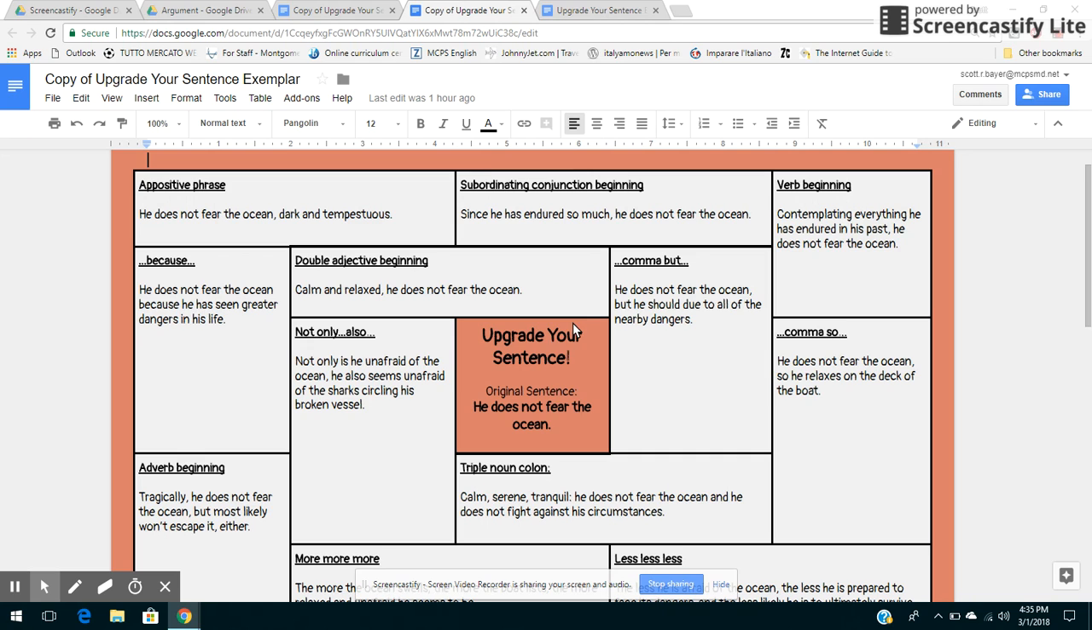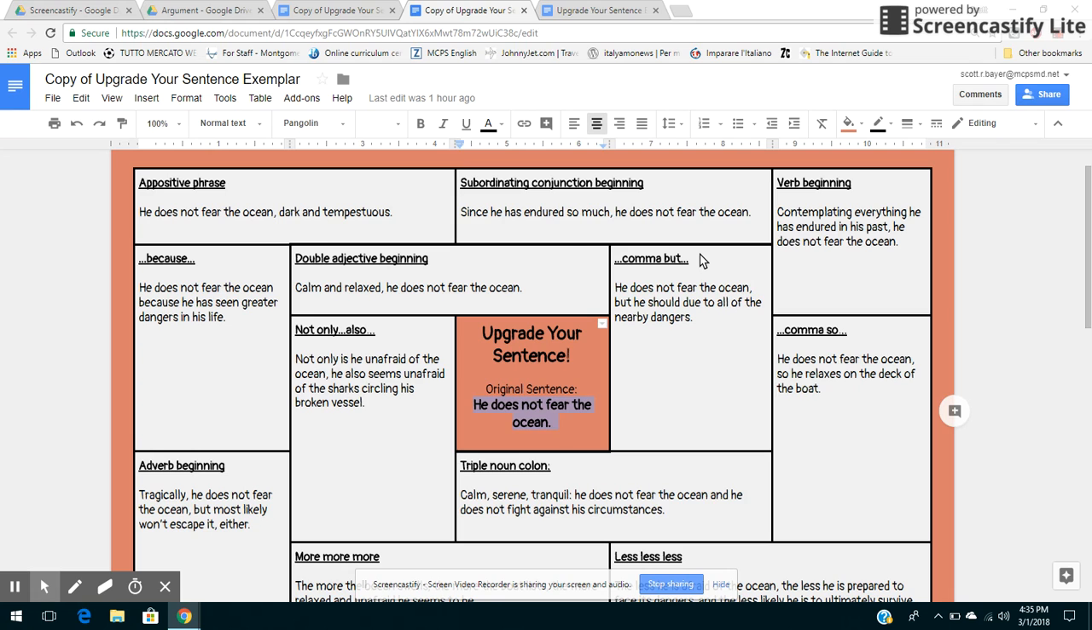And then, of course, I gave them an exemplar where the original sentence was, "He does not fear the ocean." It was from a piece of writing that I had done with them. That was one of my sentences. And then I showed them the structure. So here's what these things look like in all 12 of these ways. One of the things that you might notice is we have the subordinating conjunction beginning, but we also have because in the middle of the sentence, comma, but in the middle of the sentence, comma, so.